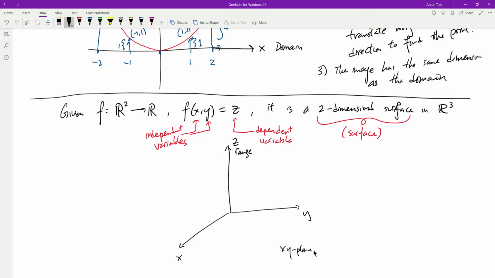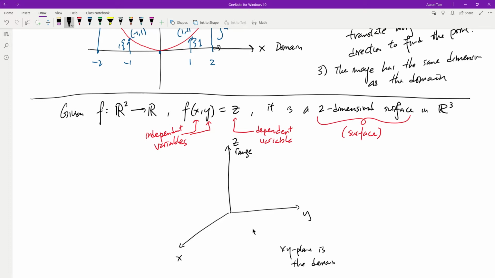So the xy plane is the domain. And then the z-axis would act like the range. And they are perpendicular, so therefore we form an R3 space, which is exactly what we identify from the problem. Good? And now the next thing is, how do I generate this graph?